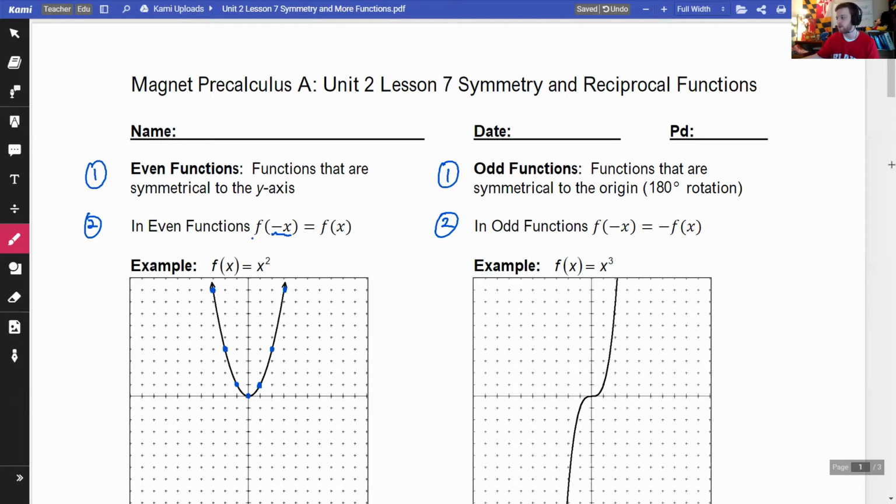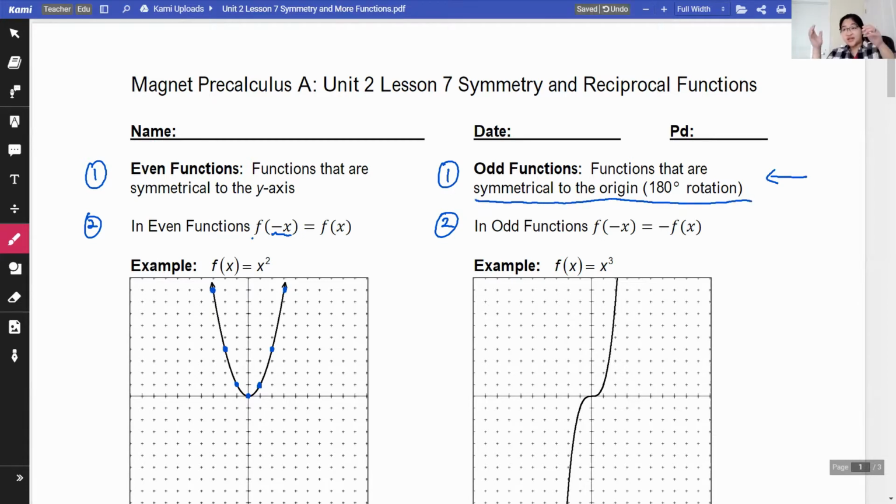The odd function over here, want to go ahead and talk to us about this? Functions that are symmetrical to the origin are a 180-degree rotation. And an odd function's f of negative x equals negative f of x. So once again, this definition here at the top is useful when we're in the Cartesian coordinate plane, which we are. What do we mean by symmetric to the origin, 180-degree rotation?